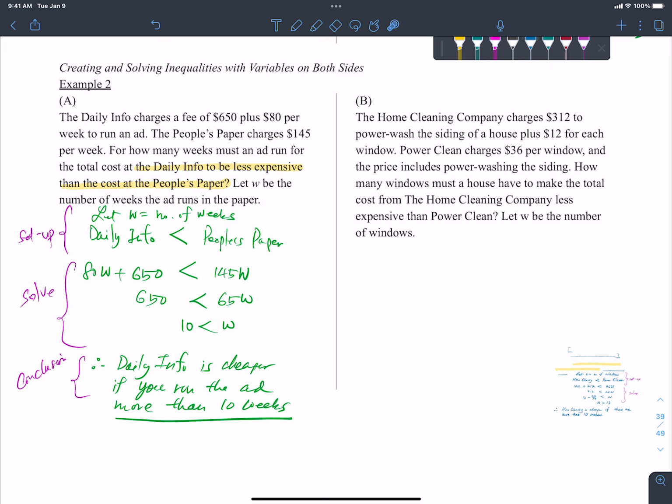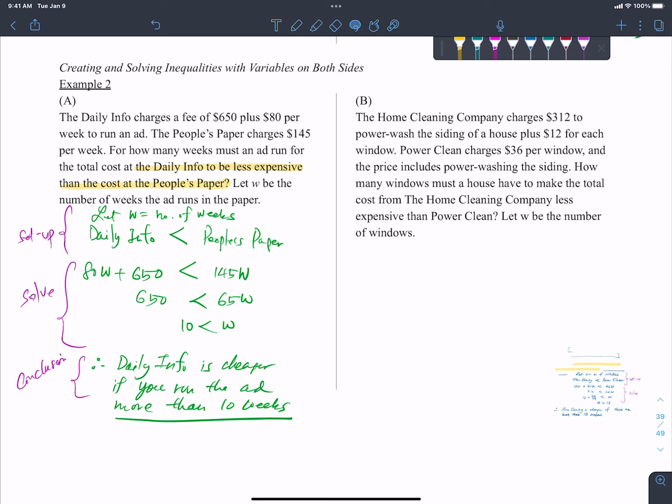So Daily Info is cheaper if you run the ad less than... I'm sorry. So Daily Info was initially more expensive, but if you want to run it for more than 10 weeks, then it becomes cheaper, right? And the People's Paper becomes more expensive. Okay. All right, guys. Why don't you go ahead and try 2B if you haven't done so already. If you haven't done so, pause the video. Otherwise, I'm going to go straight into this.